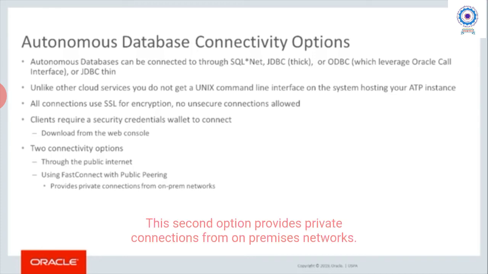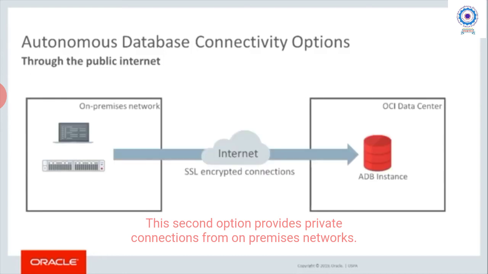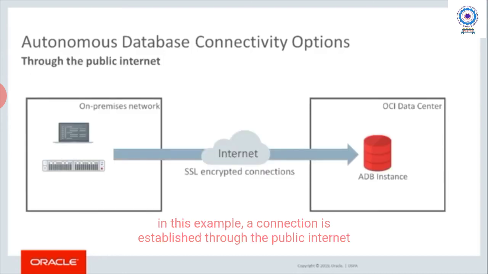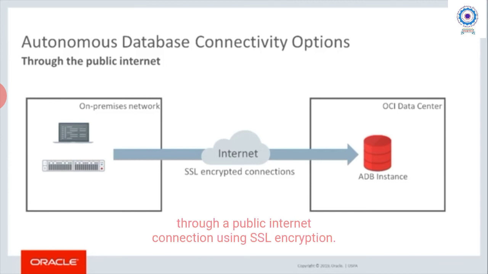This second option provides private connections from on-premises networks. To review the options to establish connectivity to an Autonomous Database, in this example, a connection is established between a customer's on-premise network and the Oracle data center through a public internet connection using SSL encryption.